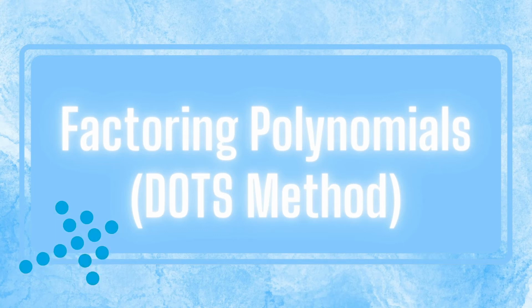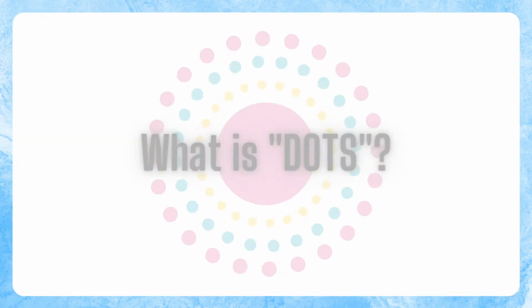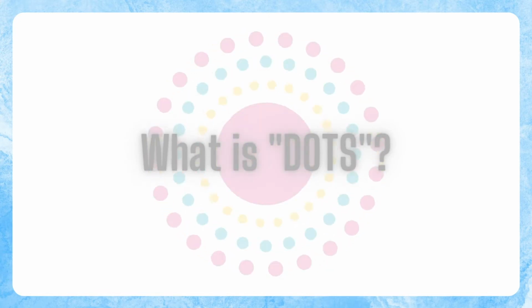Hi everyone, in today's video we're going to talk about how to factor polynomials using the dots method. So here's today's FLT. Given polynomial expressions, I will be able to factor them by using the dots method. So you're probably wondering, what exactly is dots? Dots is short for difference of two squares.